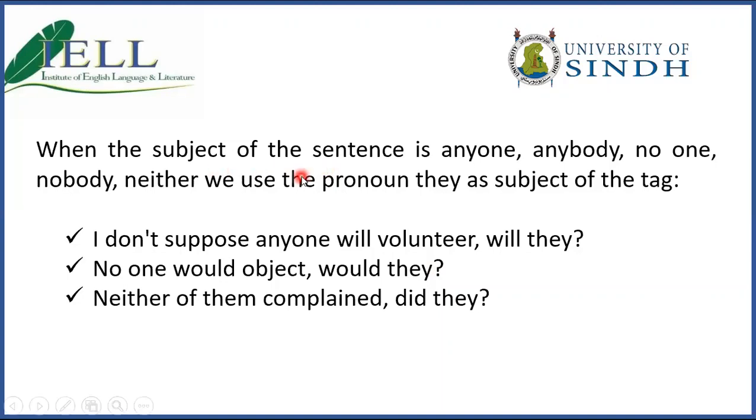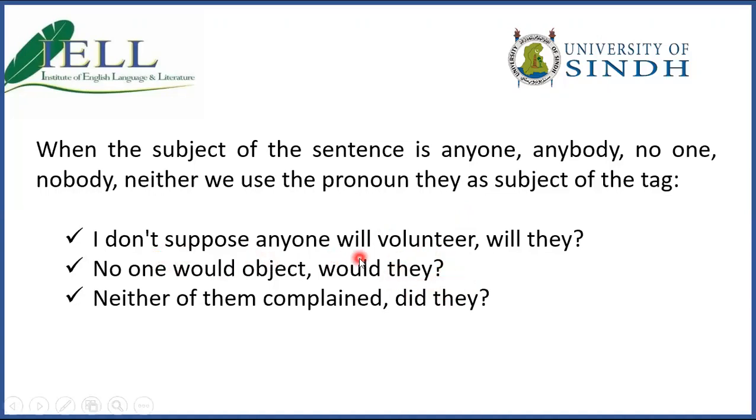Moving on. When the subject of the sentence is anyone, anybody, no one, nobody, neither, we use the pronoun they as a subject of the tag. Okay, so anybody could be more than one person, all right? And when we're using neither or nobody, in that case, we would generalize it to they. So when we have to choose the pronoun, we would use they.